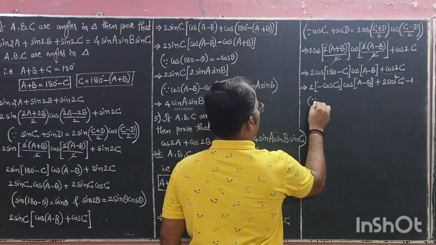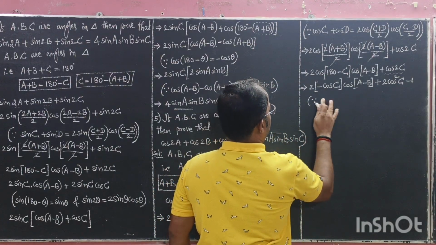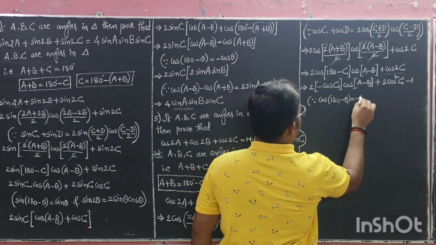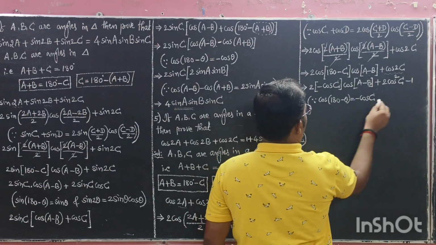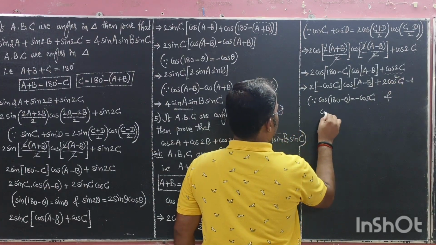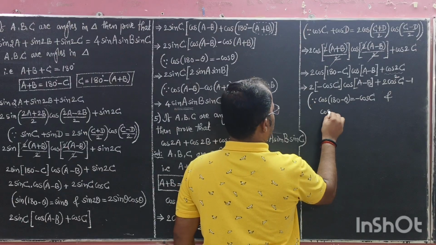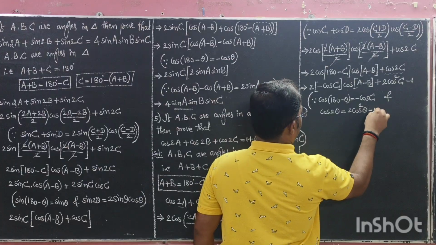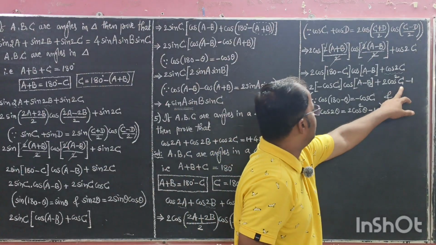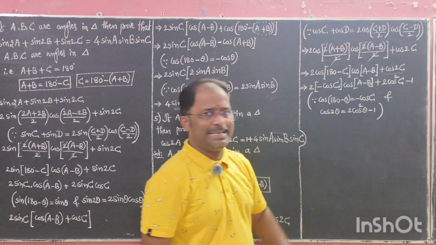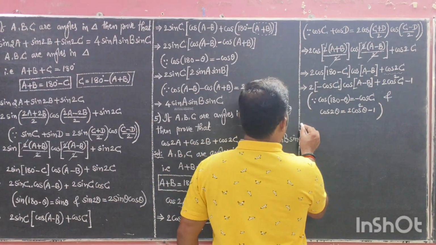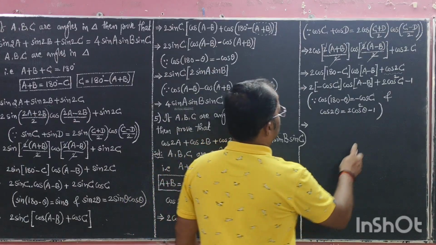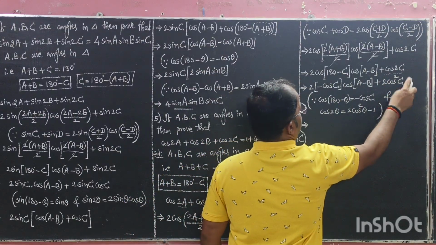Again I am writing the formulas. Cos of 180 minus theta equals minus cos C. Clear? This one is completed. And the cos 2 theta formula in terms of cos is 2 cos square theta minus 1. But in the problem we have capital C, so we write 2 cos square C minus 1. Okay, right. So write the minus 1 first.